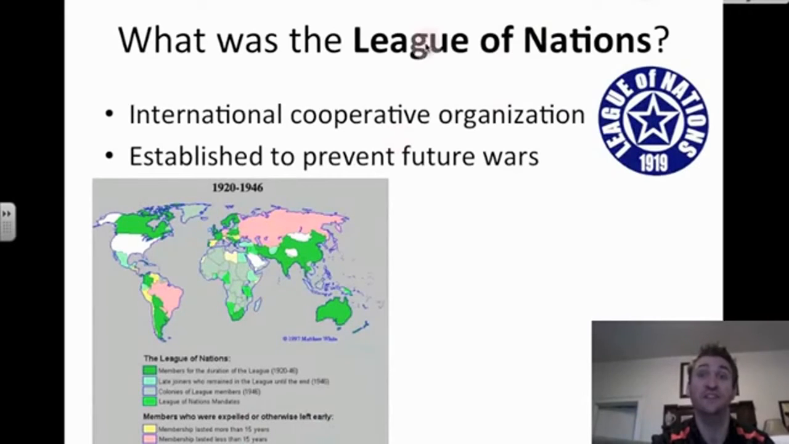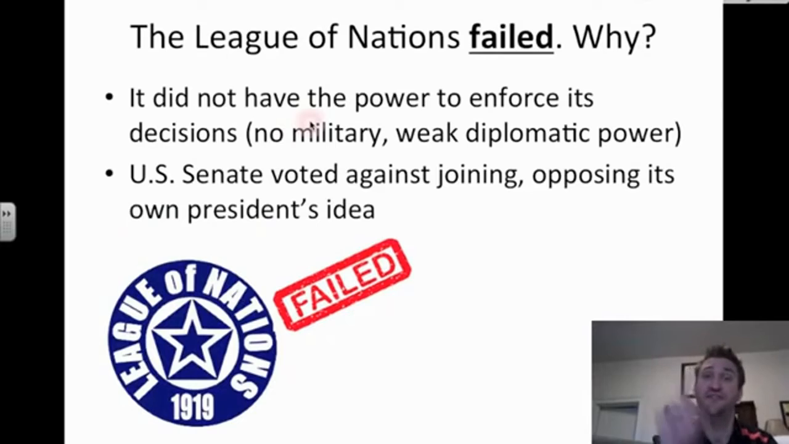What was the League of Nations? Here's its logo. It was an international cooperative organization, and it was established to prevent future wars. Here is the map of the League of Nations countries. You see in dark green are the permanent members that were with the League of Nations from the beginning. The lighter green are some of the late members. And in white, look at who is absent from the League of Nations. It's the United States.